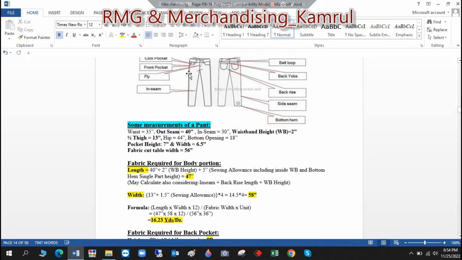Sewing allowance means, see, this is half thigh, so it's outseam and then inseam on both sides, cut and sew. So for this both cut and sew, there needs to be some sewing allowance. That's why 1.5 inch sewing allowance. So 13 inch plus 1.5 inch sewing allowance. Then if you multiply here by 2, then here also 2. So if you multiply by 4, we'll get the total width. So total width here 58 inch.